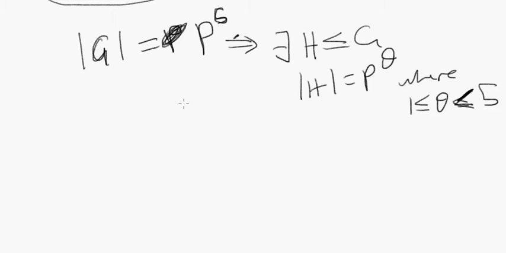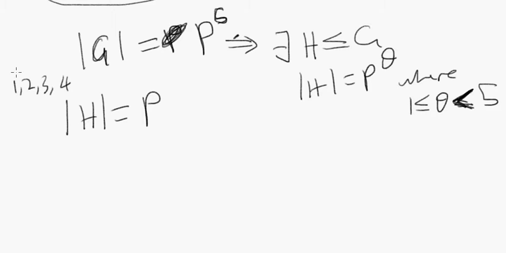Well, suppose this is always true, then what power must the order of H be? What are the possibilities for the power? Can it be 5 if theta has to be less than 5? Let's put it this way. Suppose we found H such that the order of H equals p to the theta, and theta is less than 5 and greater than or equal to 1. Can theta be 5? If theta can't be 5, can we say the possible values of theta are 1, 2, 3, and 4?